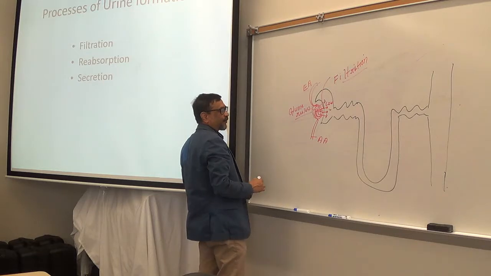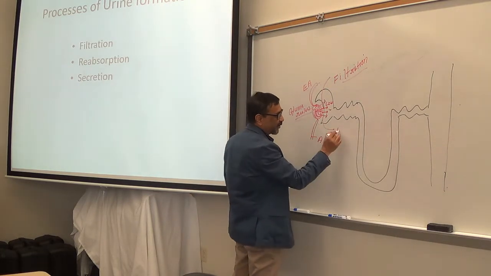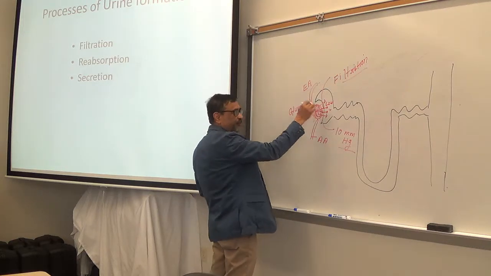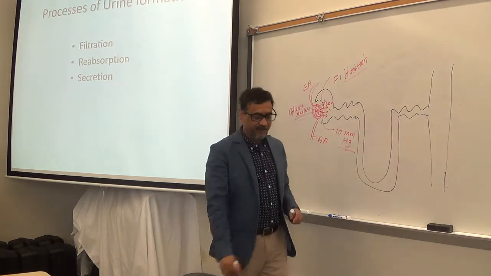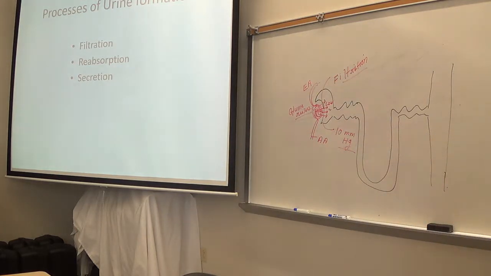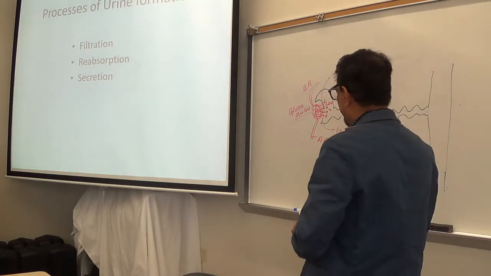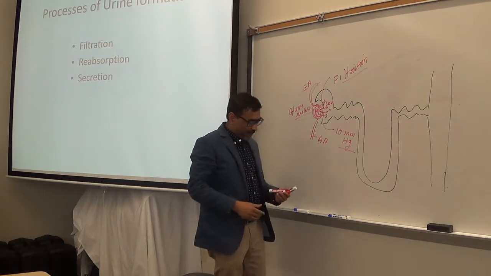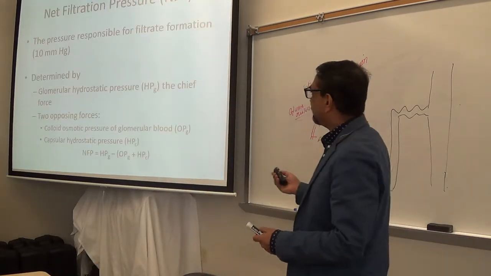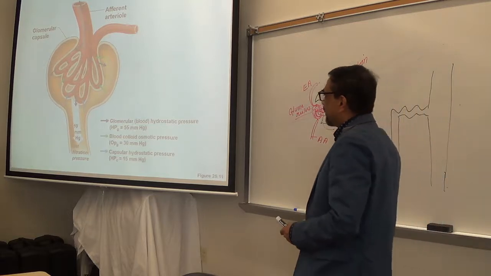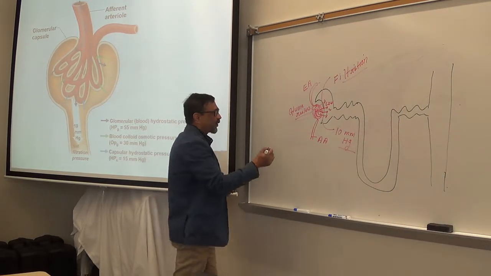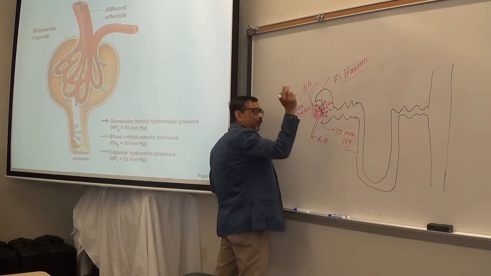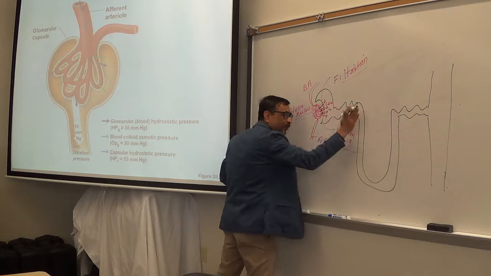Okay. So we'll see what's the amount of that pressure. That pressure is, in normal condition, 10 millimeter of mercury. That is the pressure that pushes the fluid from the glomerulus to the nephron. That causes filtration. How much pressure? 10 millimeter of mercury. Now, there are three pressures work here in this part. Those three pressures are here, you see, look at this. Two pressures are trying to keep the fluid inside the blood vessels, inside the capillary. Two pressures.